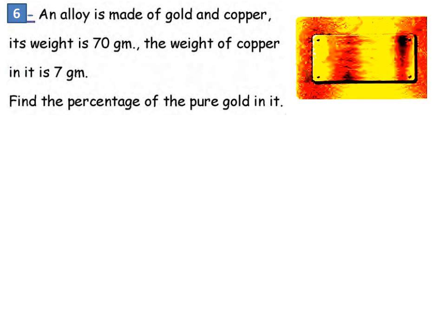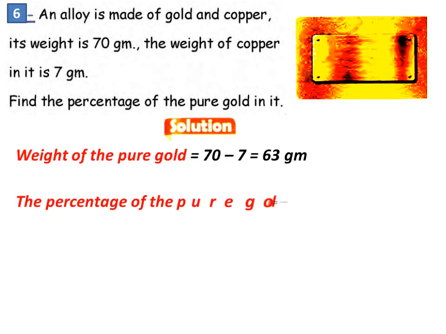Again, an alloy is made of gold and copper. Okay, its weight is 70 grams. 70 grams is the weight of the alloy. He gave me the weight of copper is 7 grams. Firstly we will subtract the weight of copper from the total, which equals 70, to get the weight of pure gold. So solution, the weight of the pure gold equals 70 minus 7 equals 63 grams.